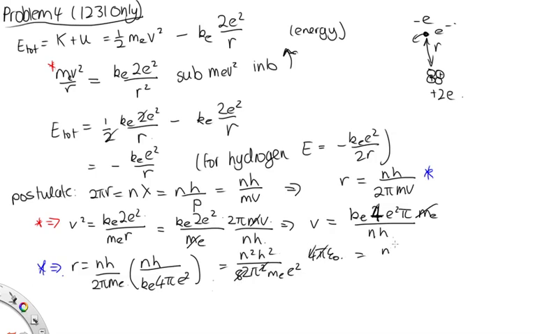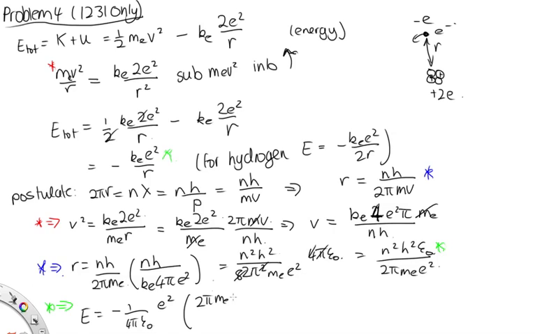So we could write this as n squared h squared epsilon naught over 2 pi me E squared. Okay, so finally what we can do now is substitute this back into our energy equation up here. And that tells us that our energy is equal to minus Ke, which is 1 over 4 pi epsilon naught, times E squared over R. So we've got 2 pi me E squared over n squared h squared epsilon naught.